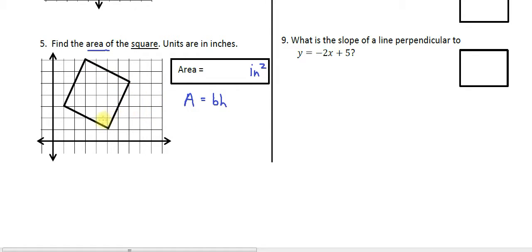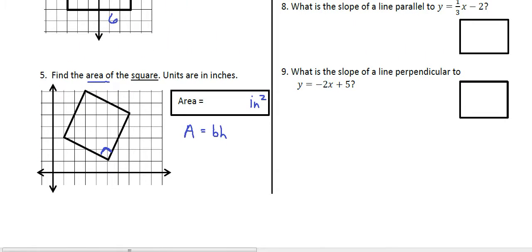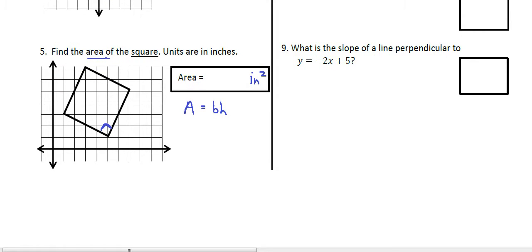Class, the thing about a square also is all of the angles inside of a square, the interior angles, are right angles. That means I can treat any side as a base and then any adjacent side to that base as the height. Don't get thrown by the fact this square is not perfectly up and down or vertical and horizontal like the last one. It doesn't make any difference. If it's a rectangle or a square, we know we have right angles, and that means we can pick a side to be our base. We can pick an adjacent side to be our height.